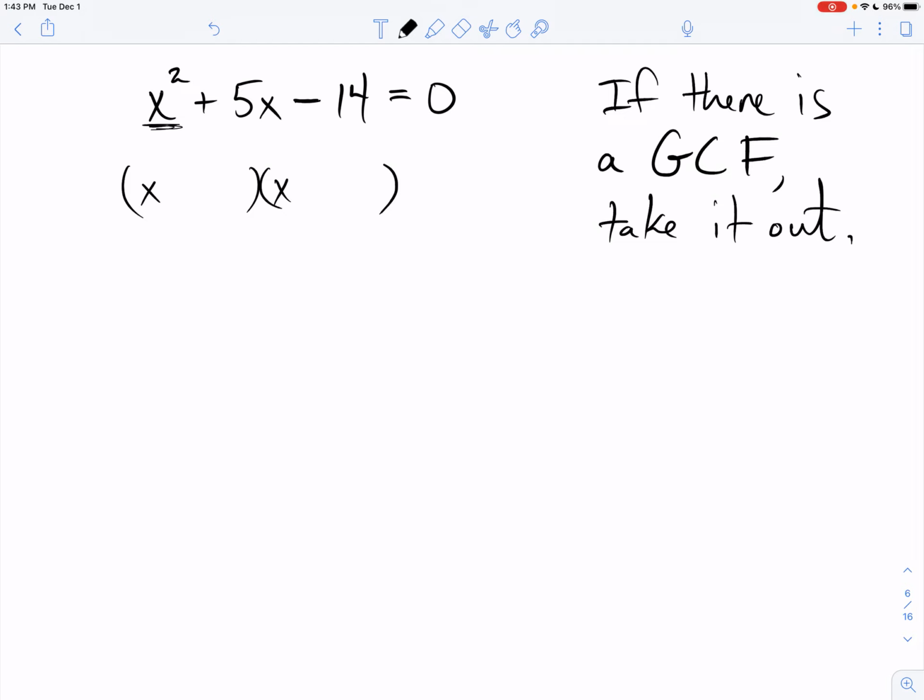Not just a 14, it's a negative 14. Well, I can tell you this much. The only way you're going to get a negative 14 is if one of these is a positive and this is a negative. That's the only way it's going to work. Well, what about it? What do I do?